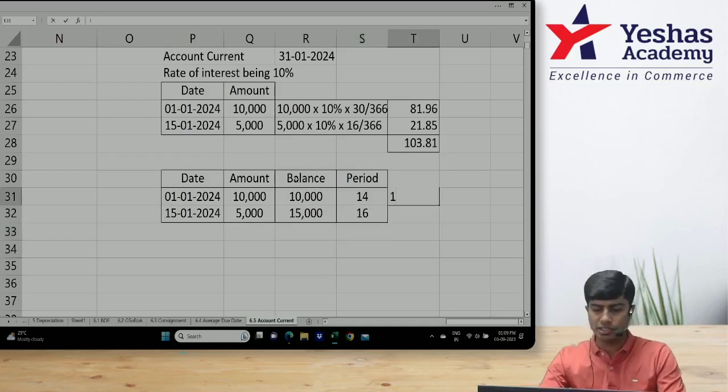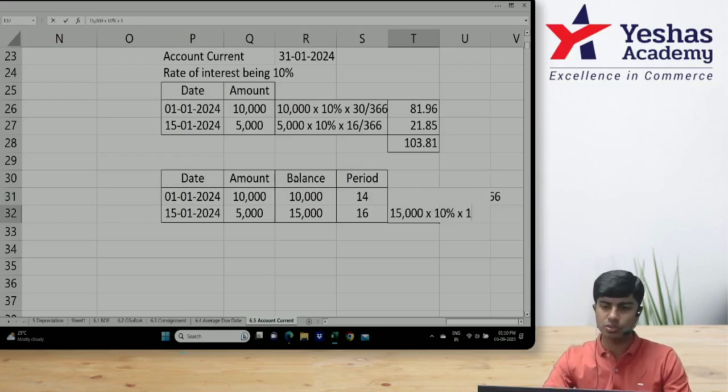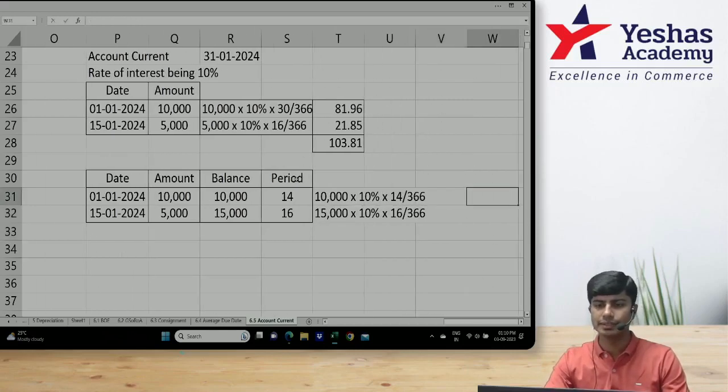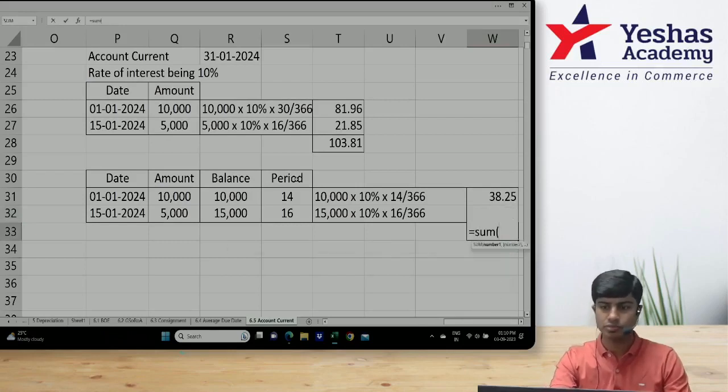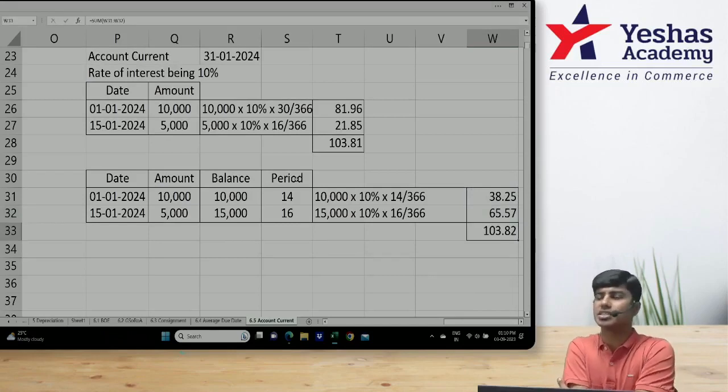So I will do the interest like this: 10,000 into 10% into 14 by 366, and 15,000 into 10% into 16 by 366. That gives 38 point something and 65. What is the answer? 103.8. One paisa difference. Isn't it the same?